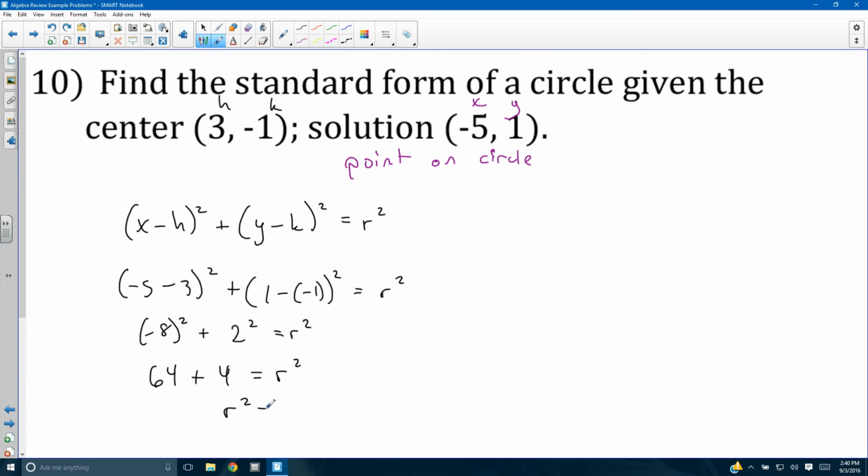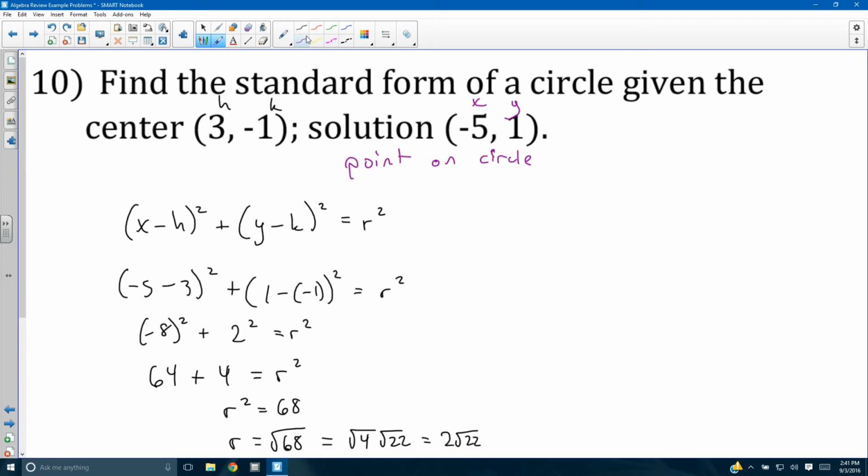R squared is 68. You may solve for the radius, but you might understand that as we are in this form right here, all we need to write are h, k, and r squared. We don't actually need the square root of 68. However, if you wanted to keep reducing that, square root of 68, the largest perfect square out of that I can think of right now is 4. So that's square root of 4 times square root of 17, which is 2 root 17. That's a more simplified value of the square root of 68, but we just need the 68.